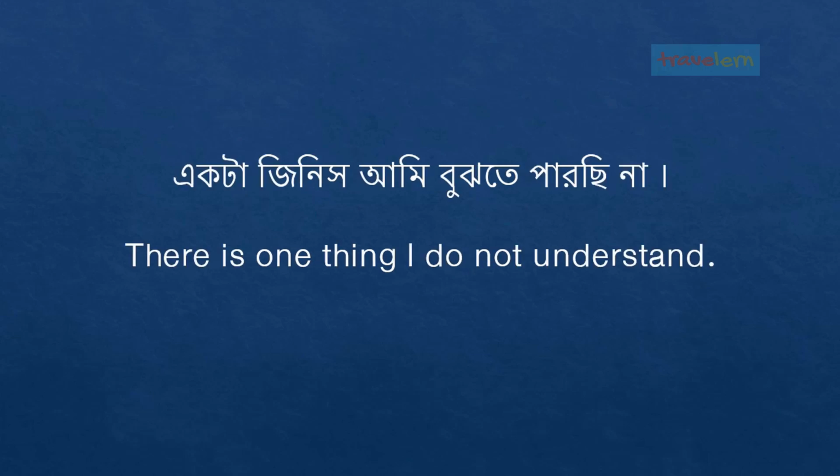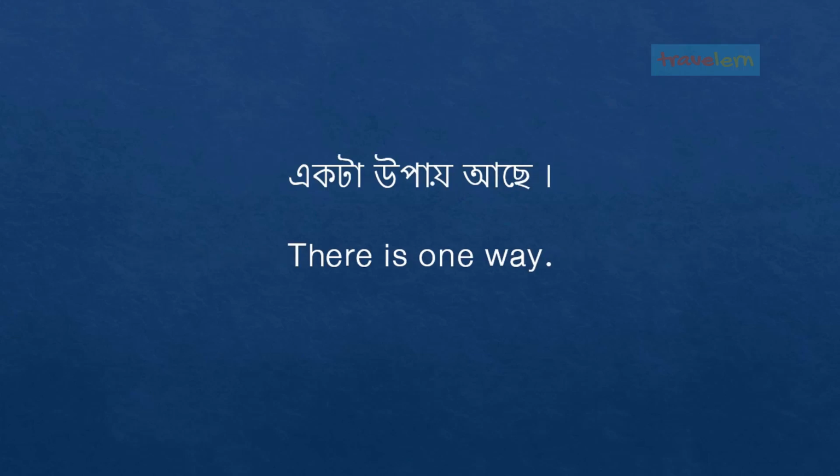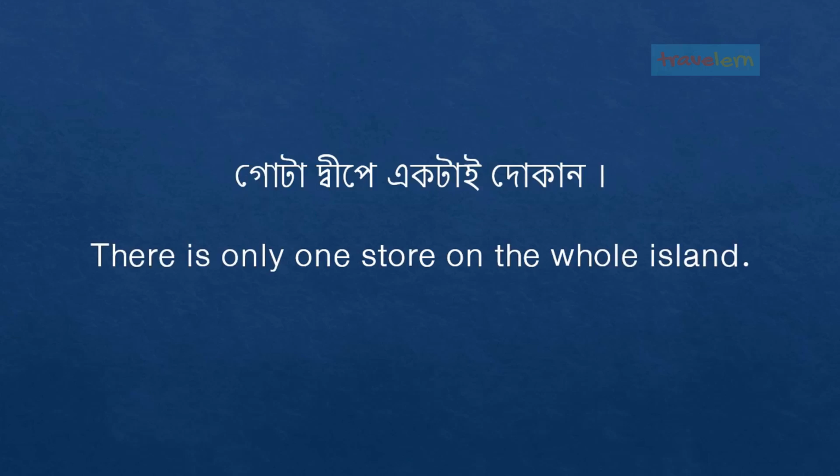একটা জিনিস আমি বুঝতে পারছি না। There is one thing I do not understand. একটা উপায় আছে। There is one way. গোটা দ্বীপে একটাই দোকান। There is only one store on the whole island.